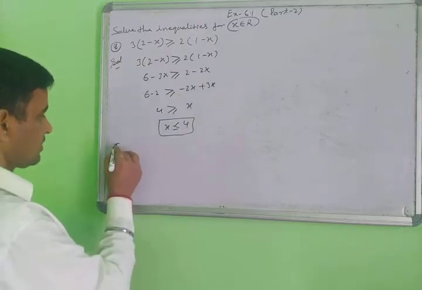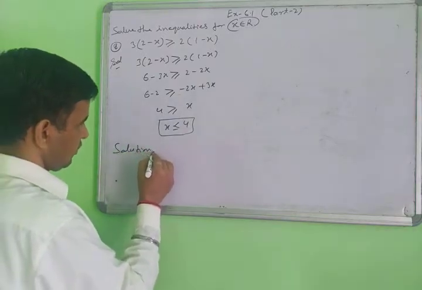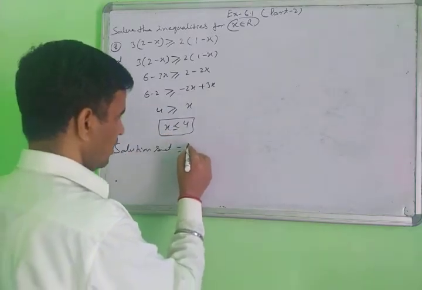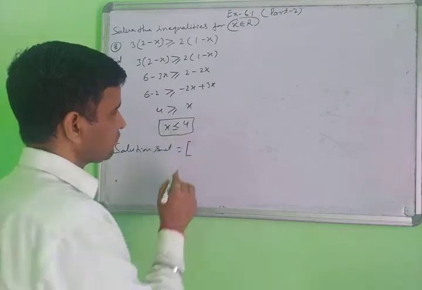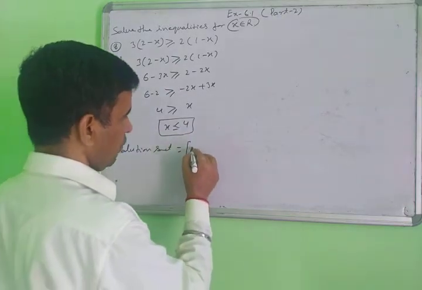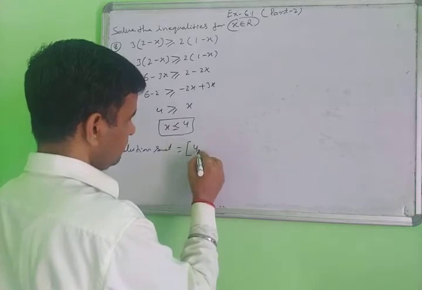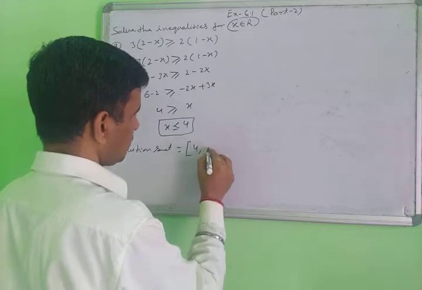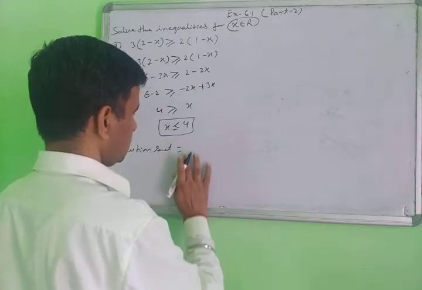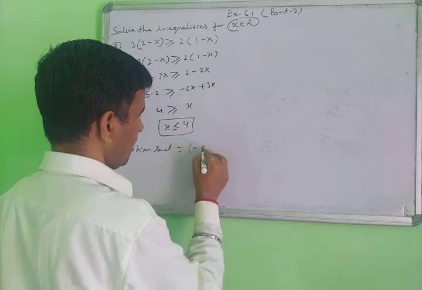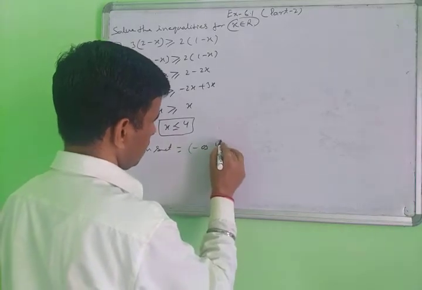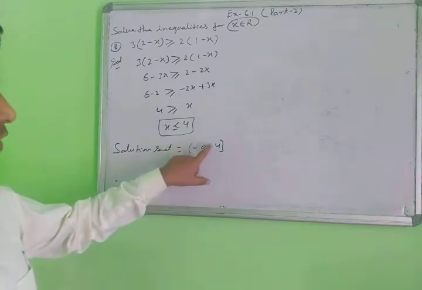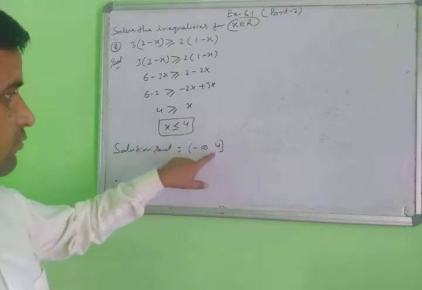What is the solution set? Solution set equal to, the greatest value is 4, all the numbers from minus infinity to 4. It is a closed interval at 4. Minus infinity to 4, with 4 included, because the equal symbol is used here, so 4 is also included.